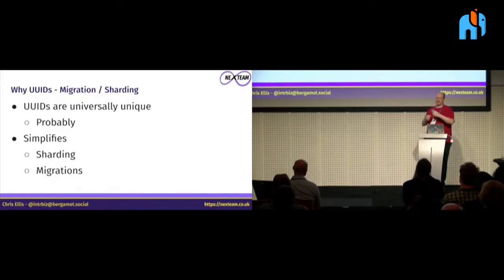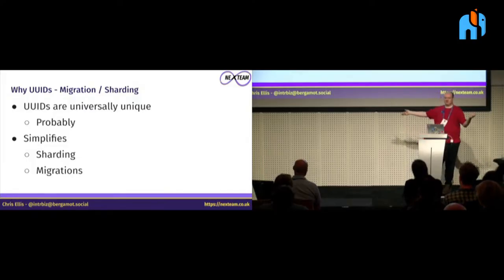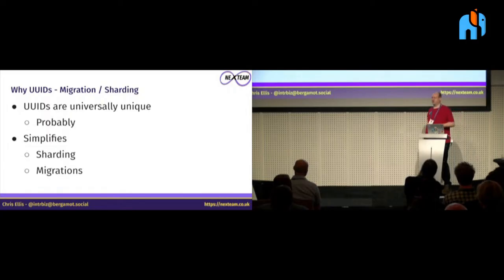And that other side of them being universally unique then becomes quite useful if you ever end up with distributed, geographically split systems. Actually, the fact that those IDs are very unlikely to collide makes it very easy if you want to then either move data around or join data up into, say, an analytics system. So it simplifies some of those sharding and migration strategies.